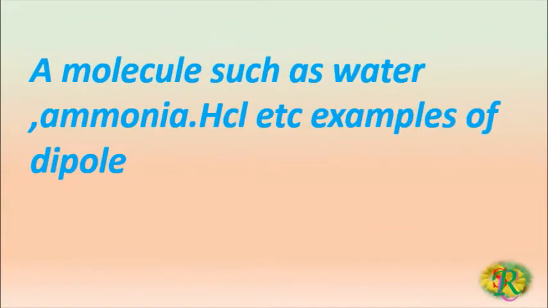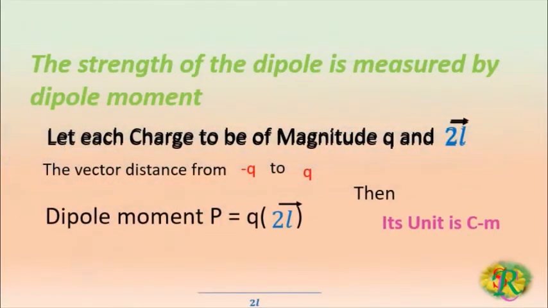Examples of dipole at the molecular level are water, ammonia, hydrochloric acid, etc. One important term related to dipole is dipole moment, P. The strength of the dipole is measured by dipole moment.